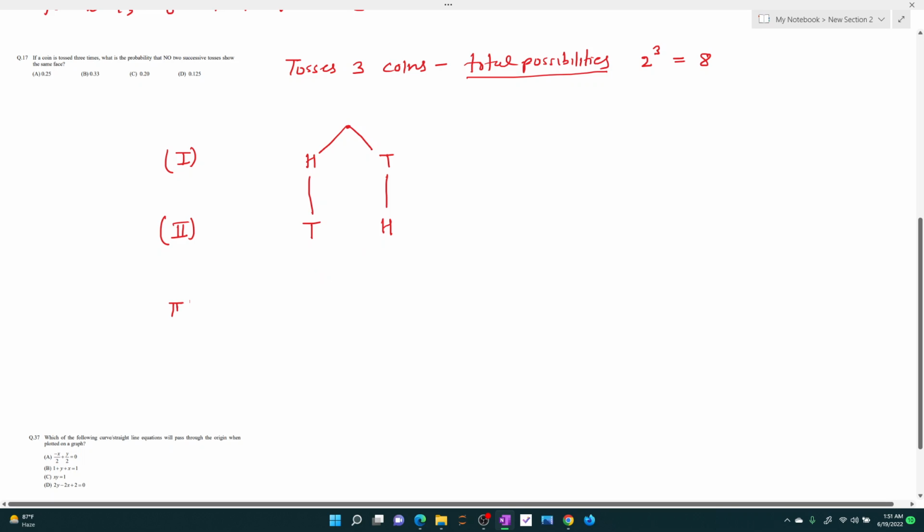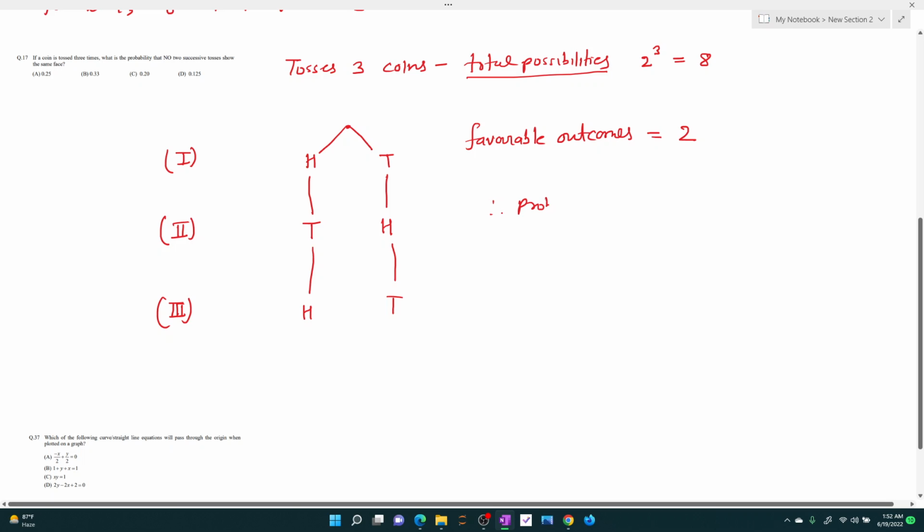Again, at the third toss, the only possibility I have here is H, and the only possibility I have here is T, right? Otherwise, it will have two consecutive same faces. So I can say that the number of favorable outcomes is nothing but two, right? Either HTH or THT. So favorable outcomes is two, total possibility is eight.